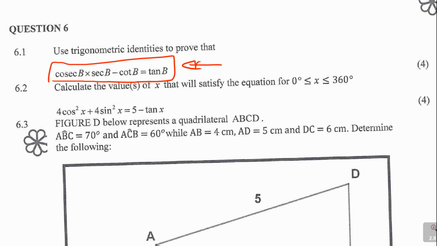And then the next one, it says calculate the values that will satisfy the equation. And then this one was also not complicated, but you needed to know that this was 4. This was 4, so you needed to do that.